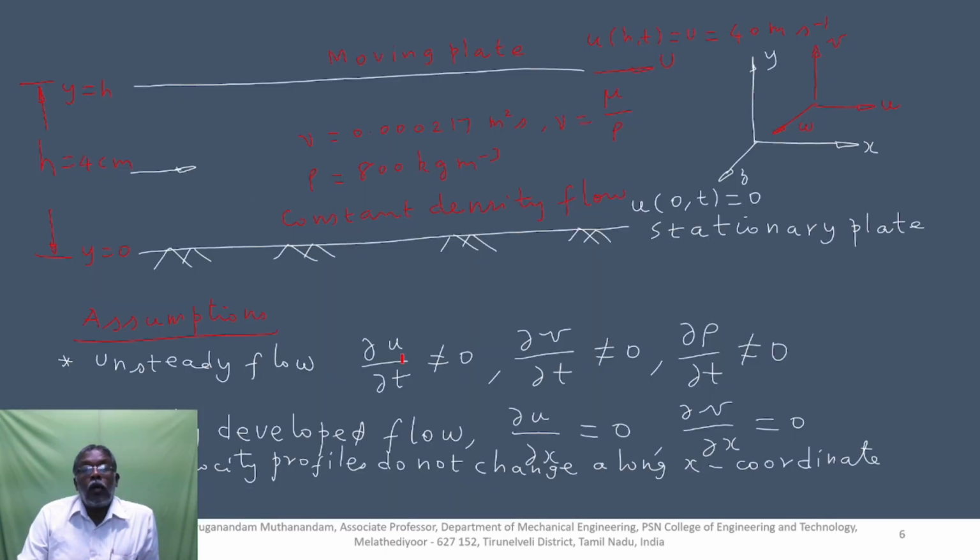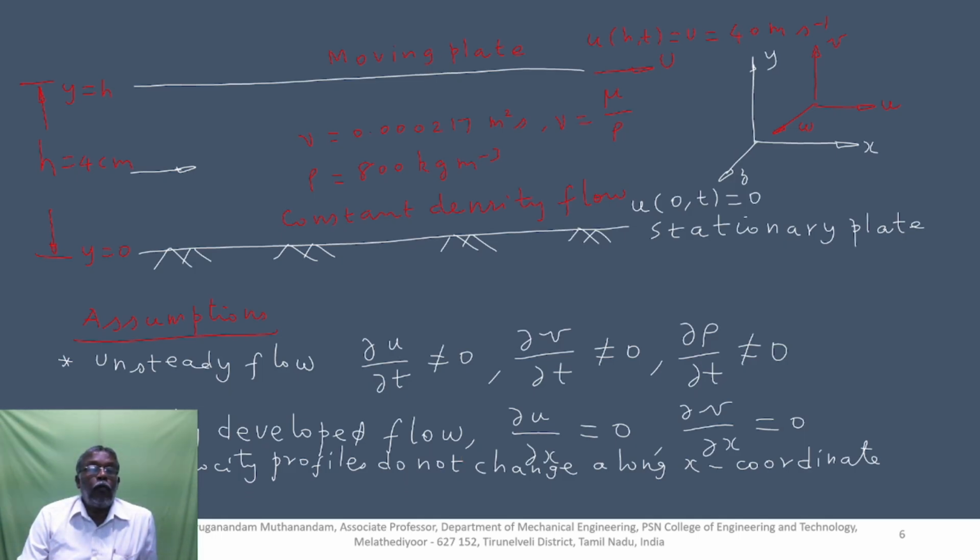Hence, the partial derivatives of the velocity components u and v with respect to time are not equal to zero. The density change with respect to time is not equal to zero in general. But we have taken constant density flow, hence finally we will see that this density change with respect to time is also zero. It is a fully developed flow. That is another assumption we make before solving this problem.